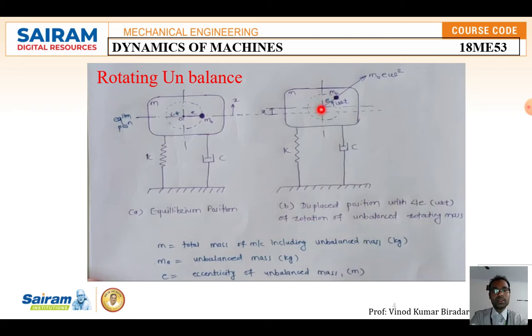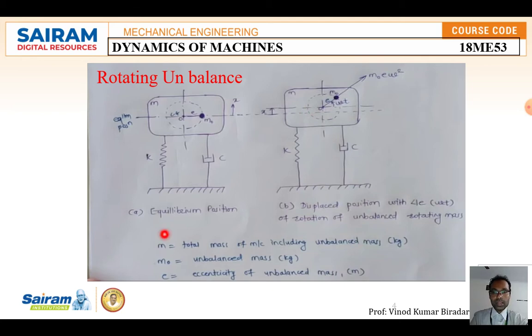So when the shaft is rotating, there is a chance of producing a centrifugal force. The centrifugal force in this direction is m naught e omega square. Along with this, we have one more, the horizontal and vertical components. Figure B shows the displacement diagram and components.